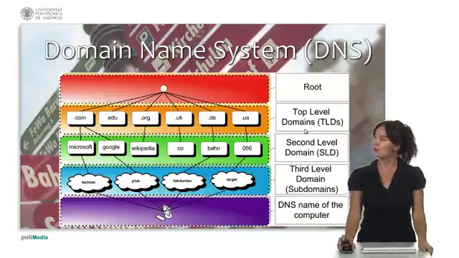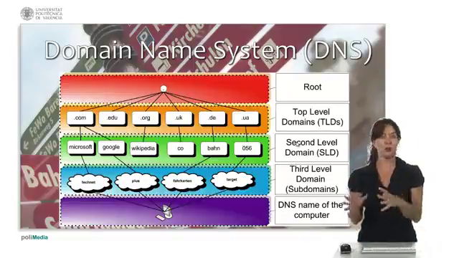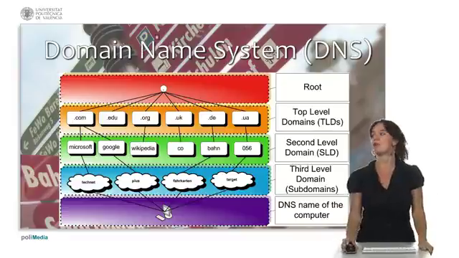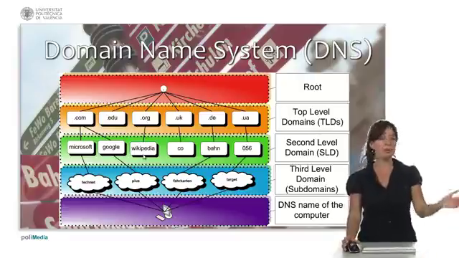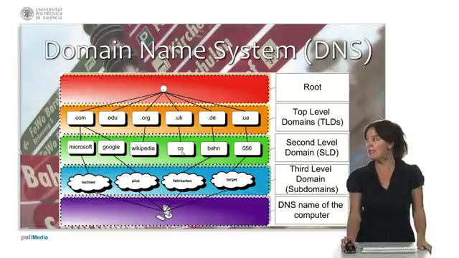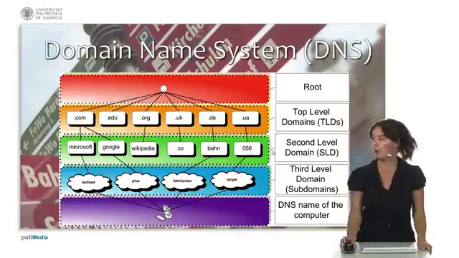Then the second level domain is a little bit more specific on where we are. We can, for example, be somewhere in Microsoft or somewhere in Google or on Wikipedia or in some company or in some Bahnhof or whatever.